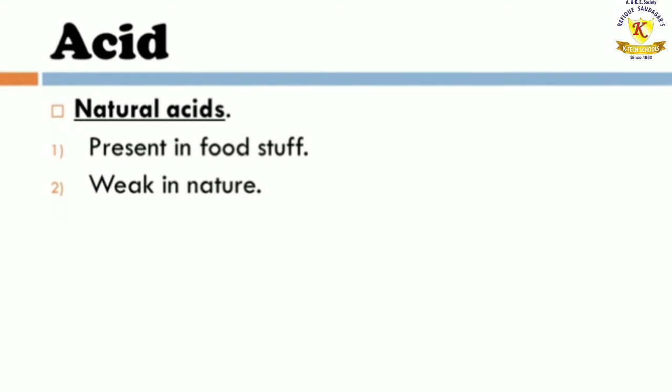Now let's study natural acids. Acids present in foodstuffs are called natural acids or organic acids. And these acids are weak in nature, therefore they are also called weak acids. So, the acids which are present in foodstuff are known as natural acids or organic acids, and these acids are weak in nature. Now let's study mineral acids.